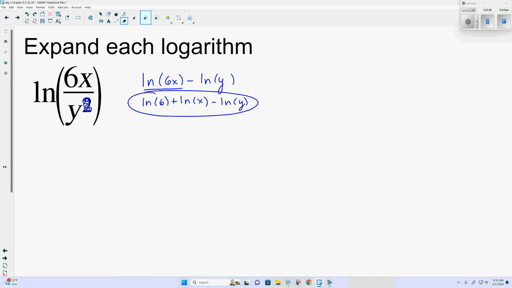yep. So ln of 6x, since the sign in front of it's positive, when we split it with the product, they would both stay positive. One other way we can make sure is if it's in the top of that fraction, the sign in front of the natural log is going to be positive. If they're supposed to be in the bottom, the sign in front of it should be negative. Questions on this here?